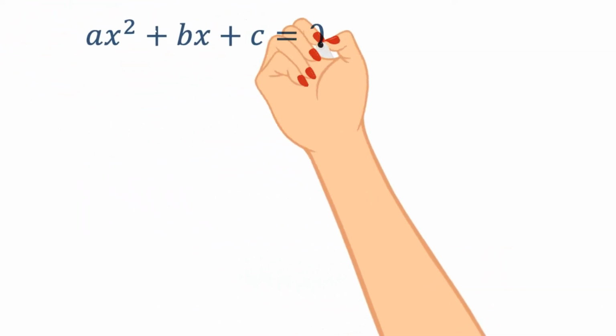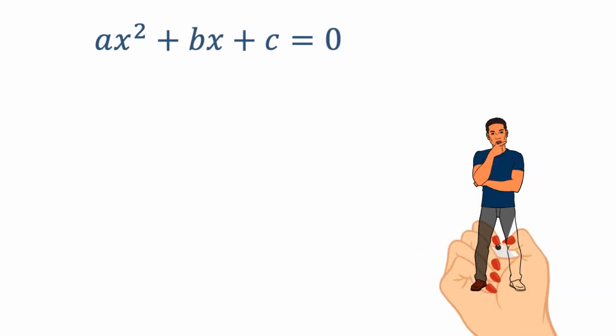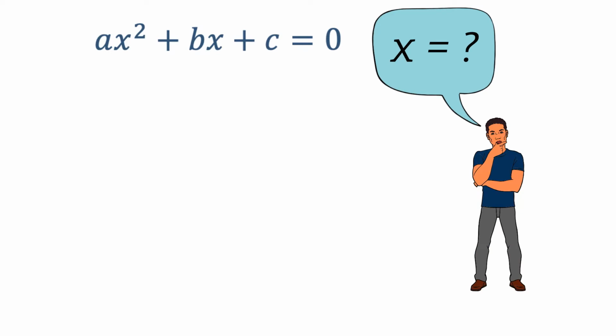Here is a generic quadratic equation. Usually a, b and c will be numerical values, and we want to find an expression for x in terms of those values a, b and c. And you can already tell that this will be a nightmare to do because x appears more than once.